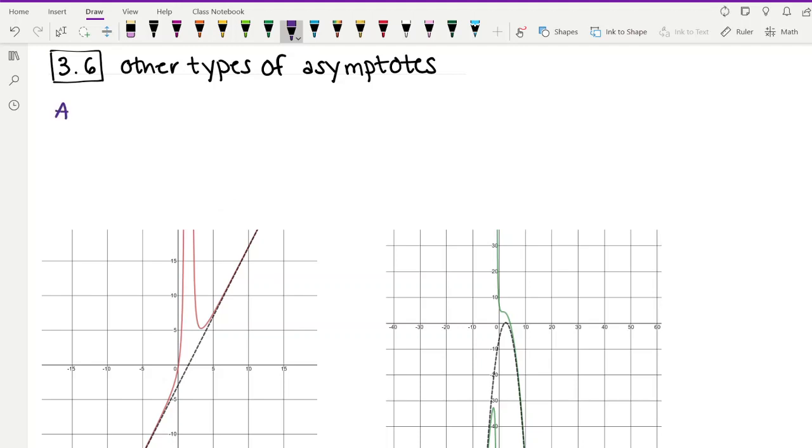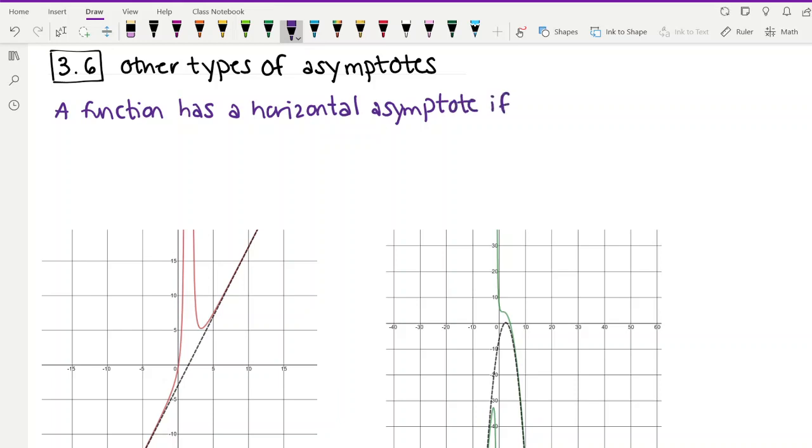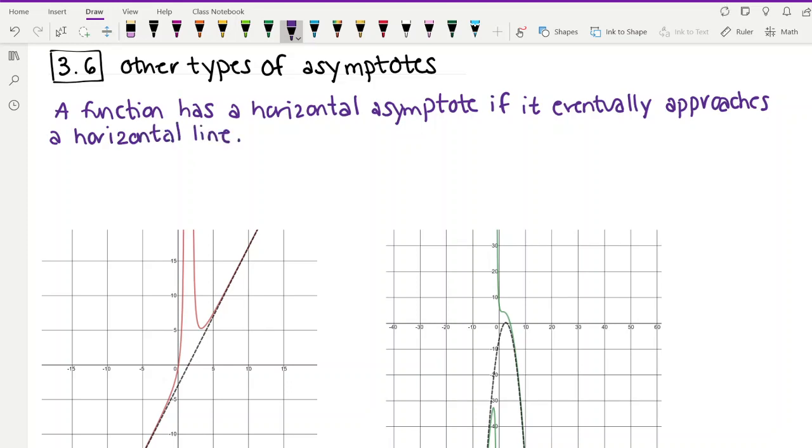So a function has a horizontal asymptote basically if its graph eventually approaches a horizontal line. What I mean by that is, if you think about what it looks like when a function has a horizontal asymptote, the graph is getting closer and closer to being horizontal. So it's getting closer and closer to that horizontal line that would be the horizontal asymptote.